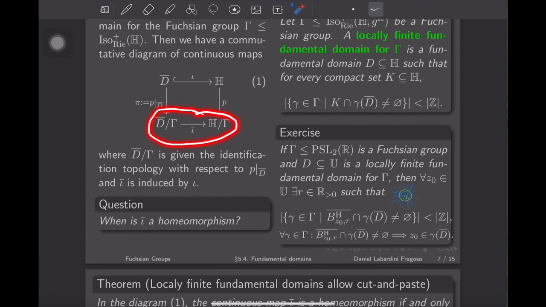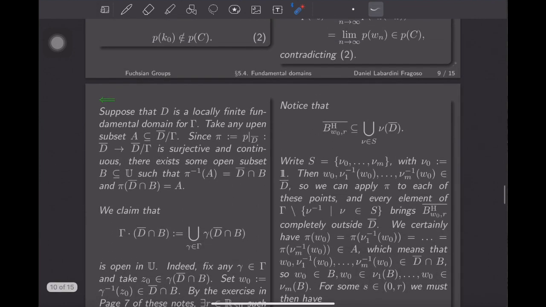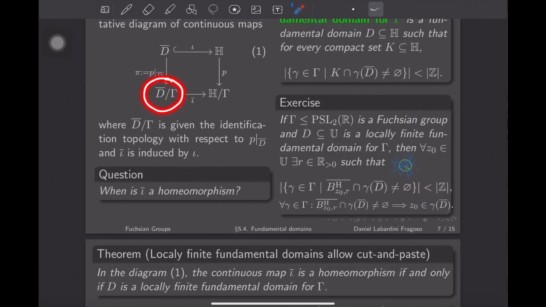So I only need to know that it sends open sets to open sets. So I take an open set and I want to see that its image is open. So I take an open set, an open subset of the domain of iota, an open subset of the domain of iota bar.